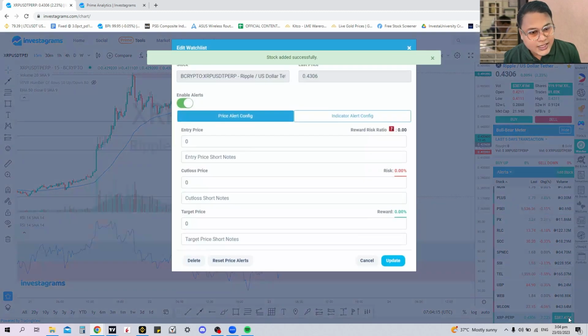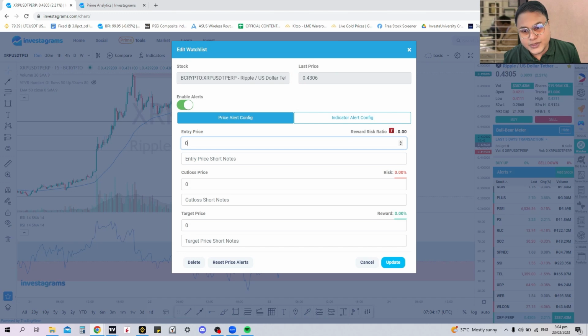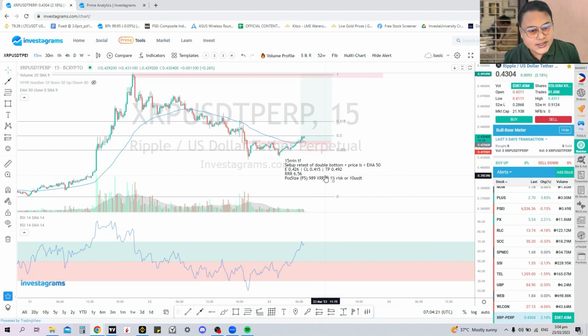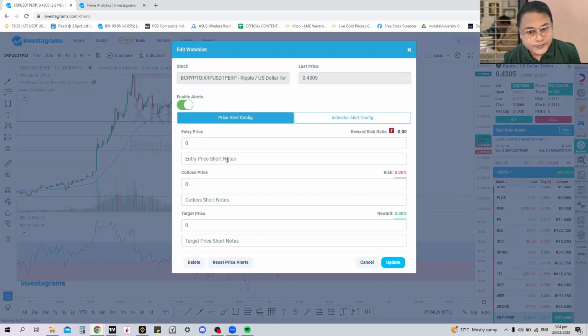So, nandito na tayo sa XRP perp or XRP USDT perp. So, entry price ko is at 0.426. Cut loss 0.415. 0.426.